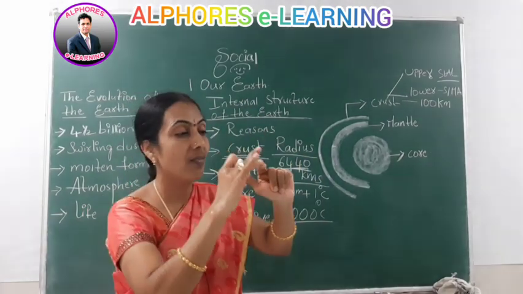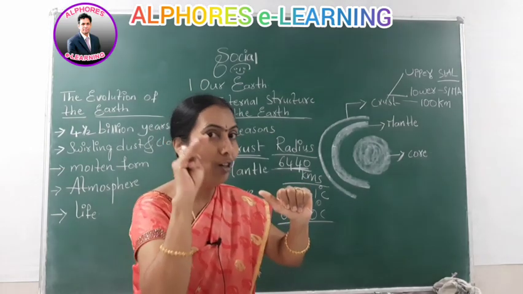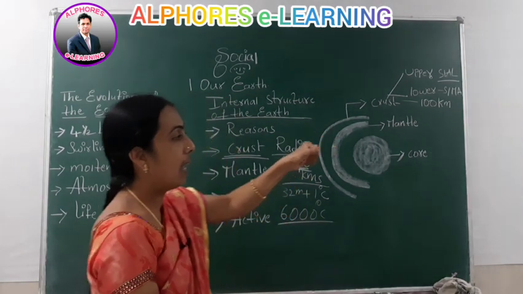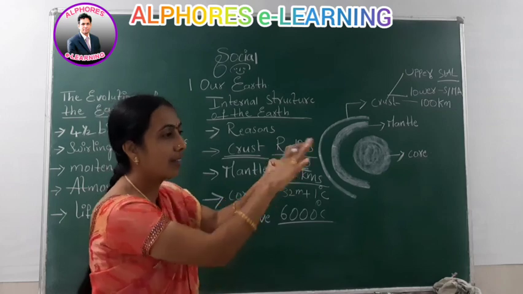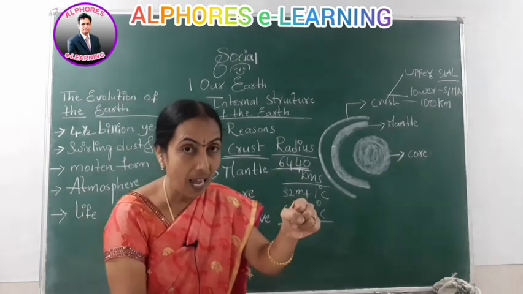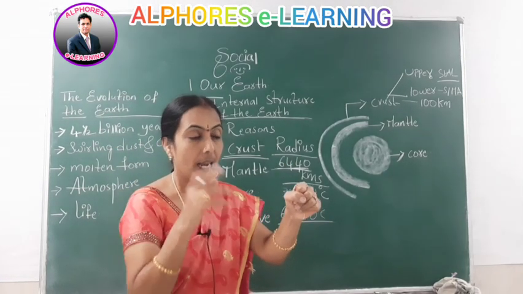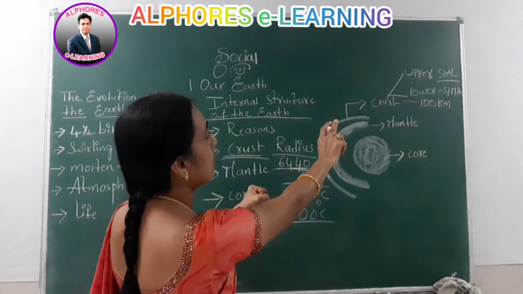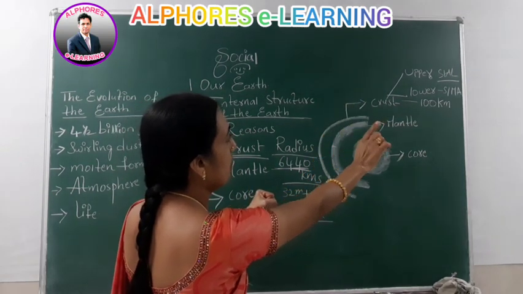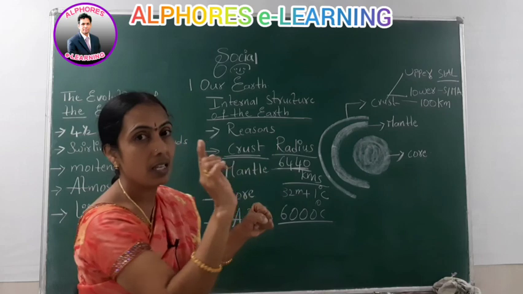Next, it was divided into upper layer and lower layer. Then upper layer means the continents, that is the landmass on which we are living. It consists of the chemical substances silicon and aluminium. Commonly we will call it as SIAL.